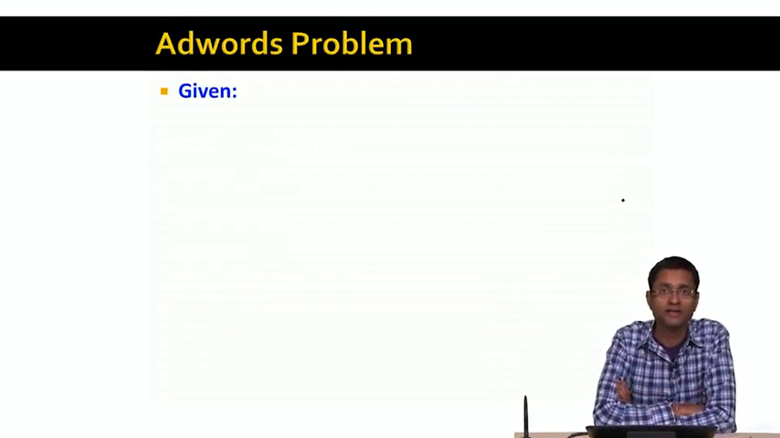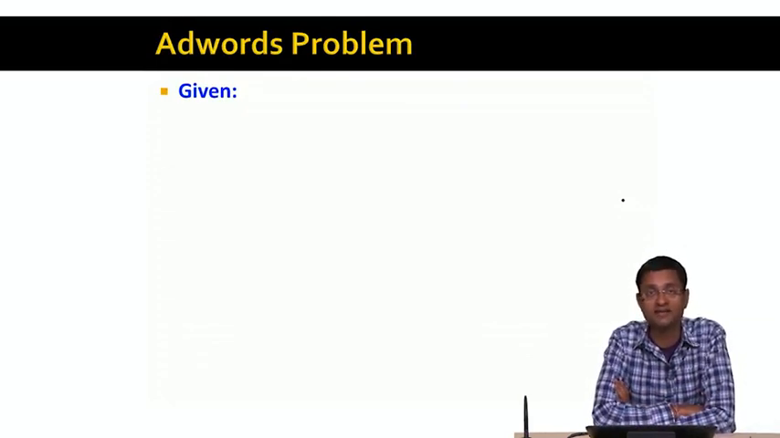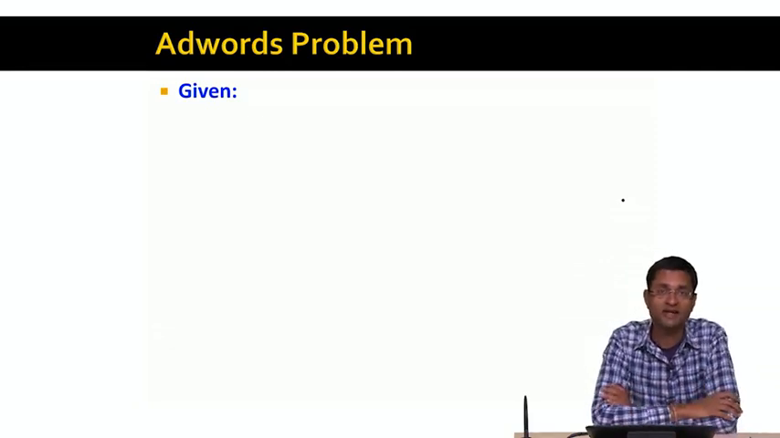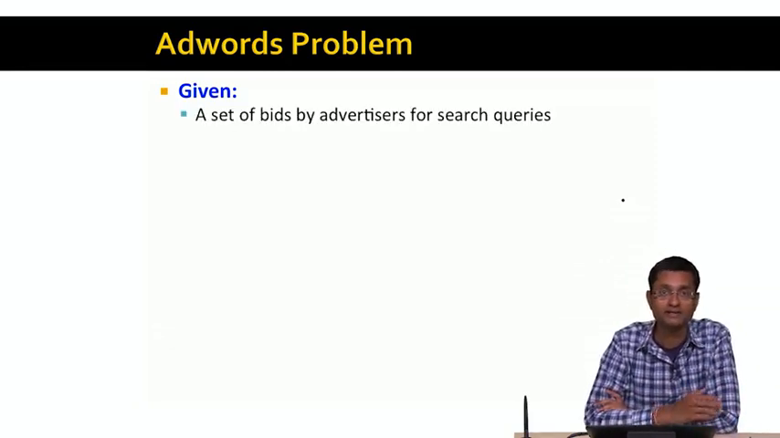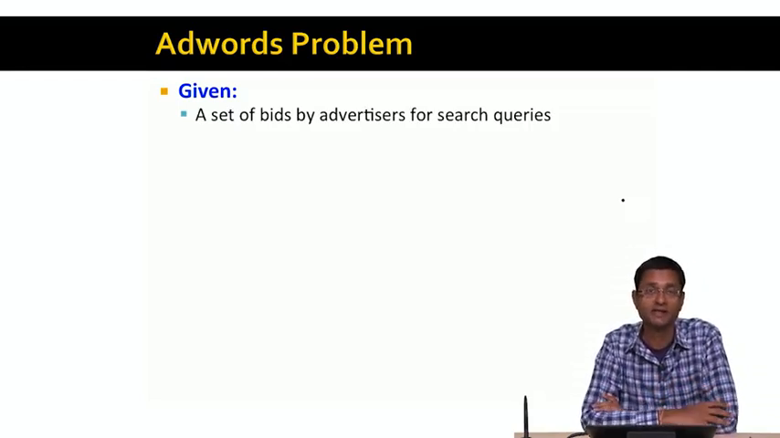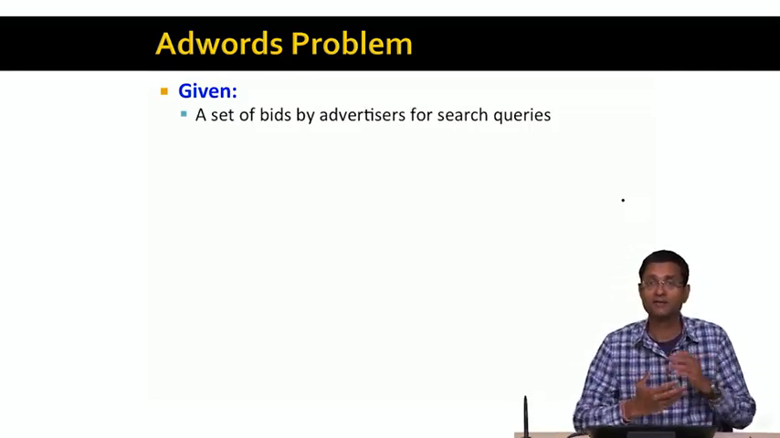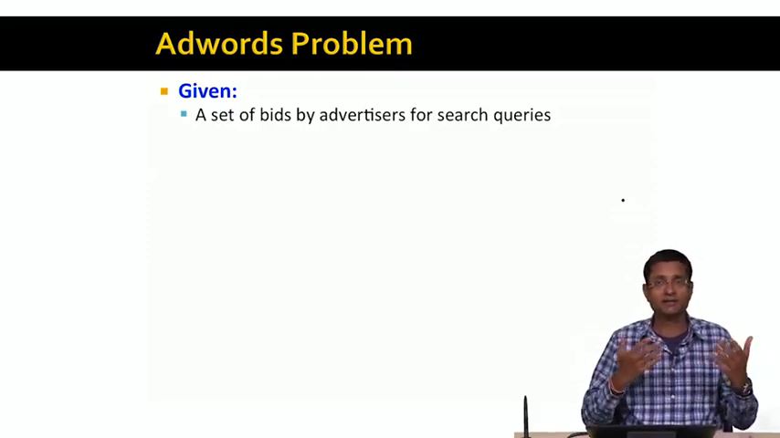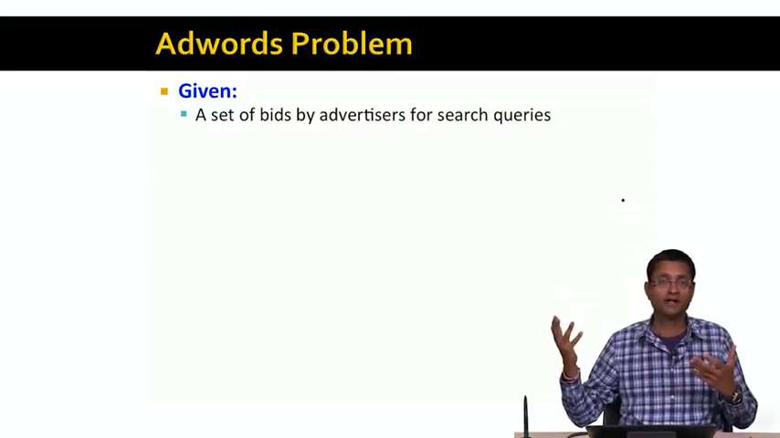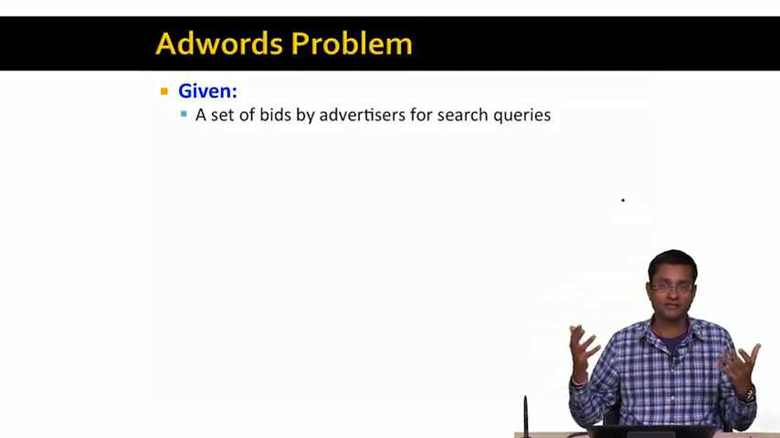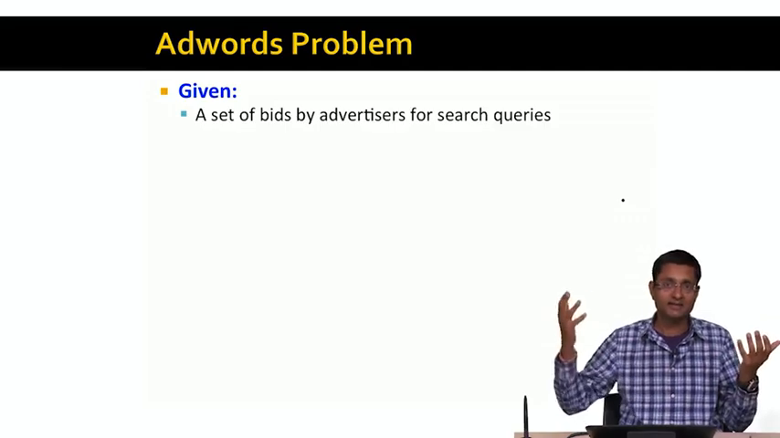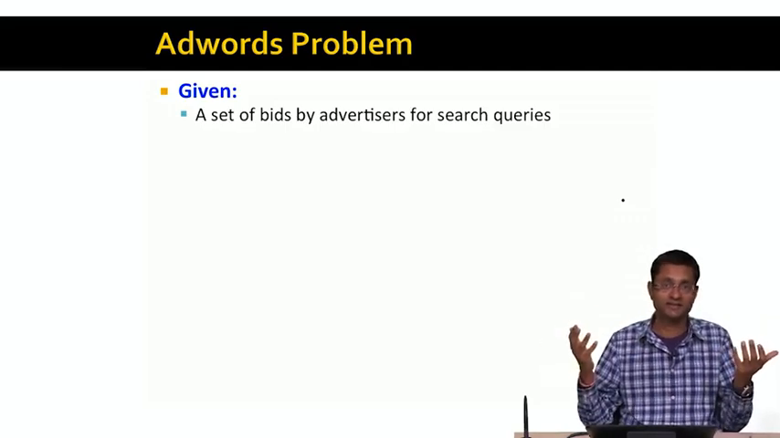Now, it turns out, though, that there are a few more constraints in the AdWords problem that just sorting by expected revenue doesn't solve. Let's look at some of those constraints. So let's formally state the AdWords problem. We are given a set of bids by advertisers for search queries. Now, we just looked at one search query, but in general, remember, there are many search queries, and there are many advertisers, and each advertiser bids for some set of search queries. So there's a set of bids by advertisers for search queries. You can think of this as a bipartite graph with advertisers on one side and search queries on the other, and there are edges between advertisers and search queries.